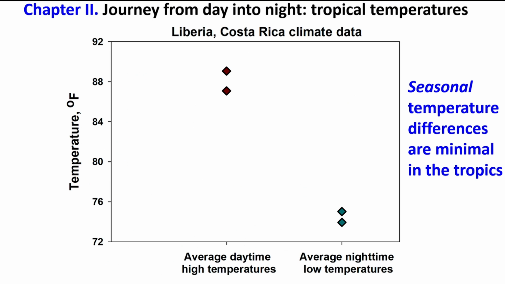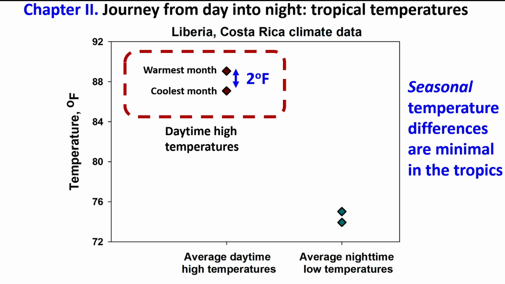Okay, so for the second chapter, I'd like to talk about journeying from day into night. We're going to be looking at how climates and temperature variation in the tropics are very different than they are in the temperate zone. And the important point here is that seasonal temperature differences are minimal in the tropics.